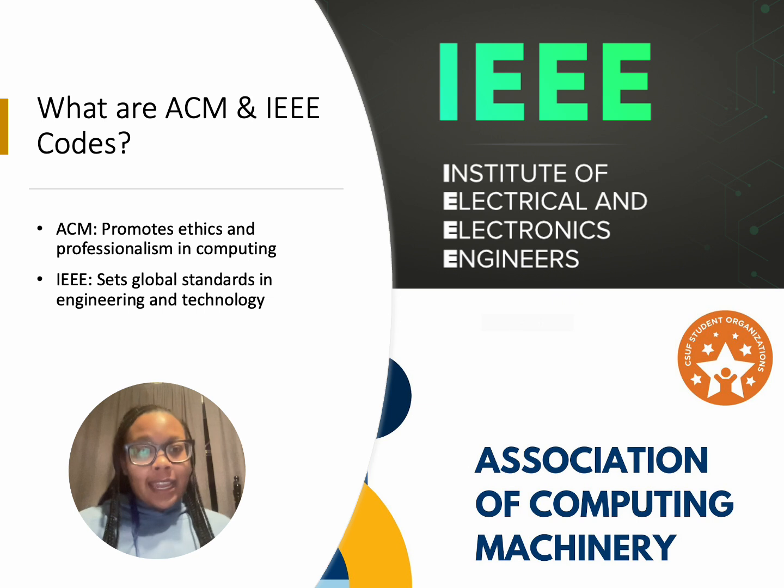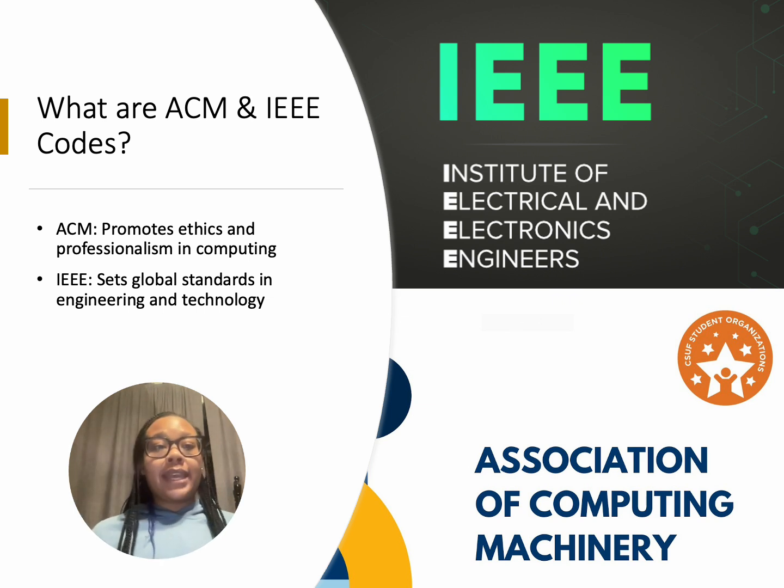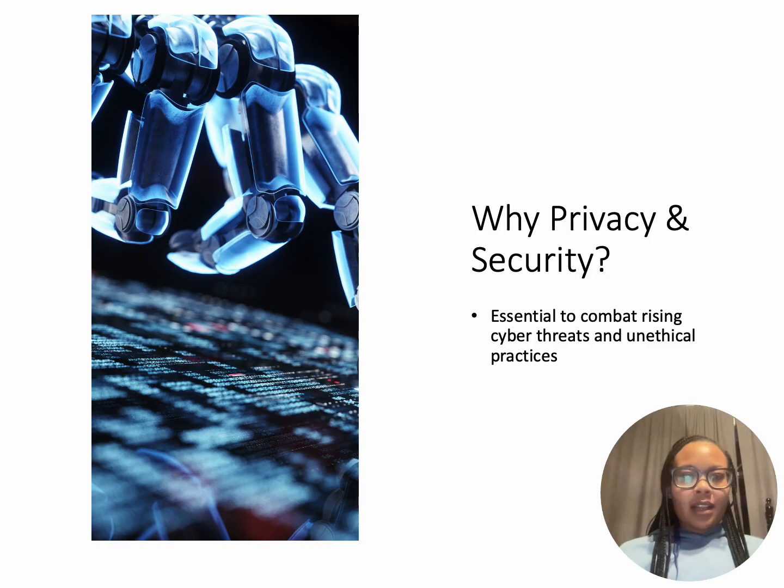So, what are ACM and IEEE codes? ACM codes promote ethics and professionalism in computing, while IEEE codes set global standards in engineering and technology. Why privacy and security? They are both essential in combating cyber threats and unethical practices, for example, data breaches and misuse of personal information.